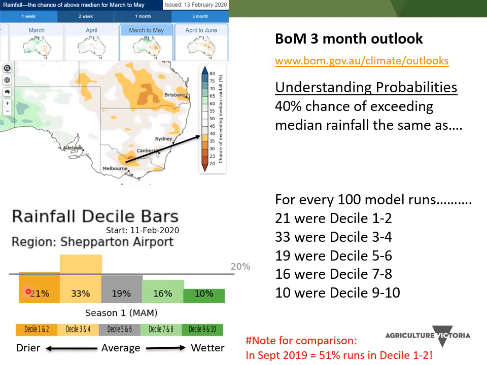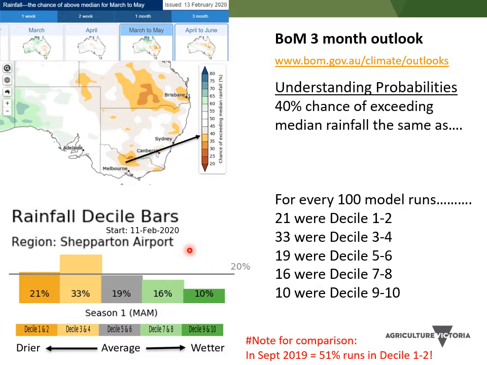So you can see that decile 1, 2, 21 of the models landed there, 33 of the models landed in decile 3, 4, 19 of the models landed in decile 5, 6, and only 10 of the models landed in decile 9, 10. So it gives you an example. It's the same forecast, but just a different way of explaining it.